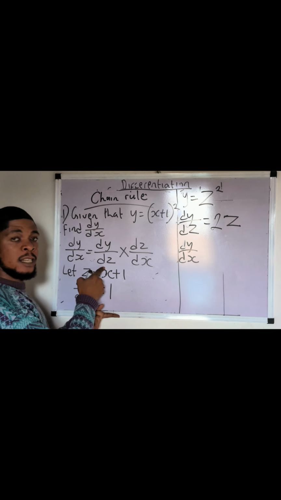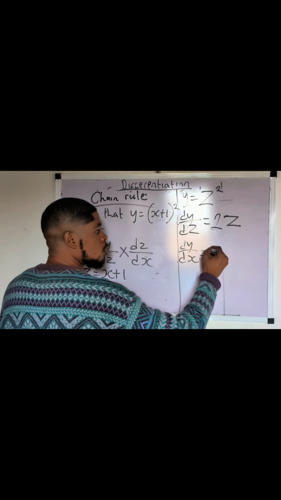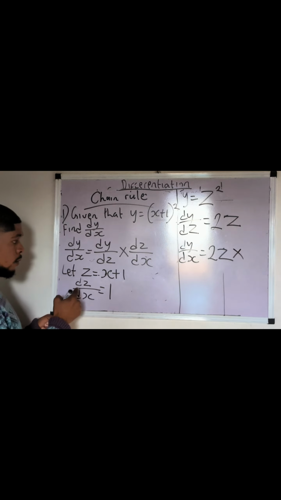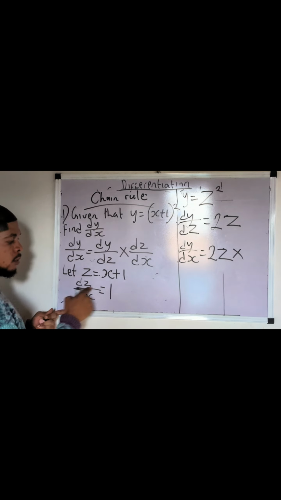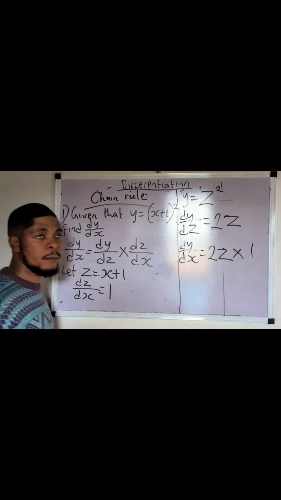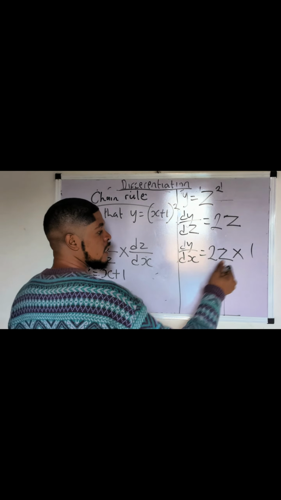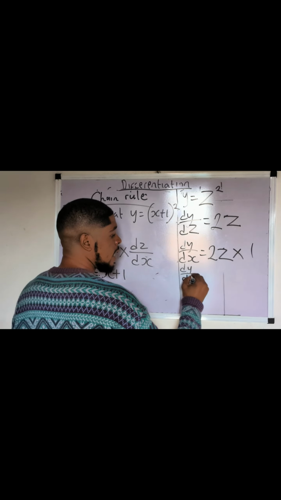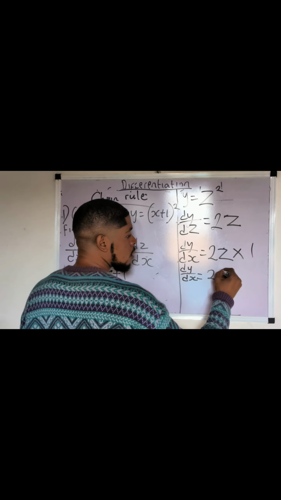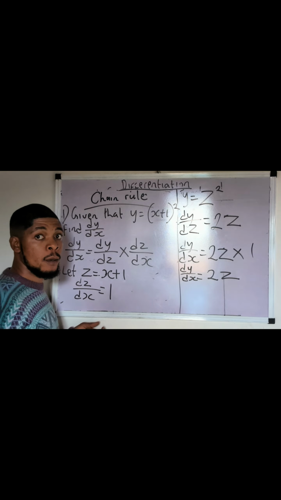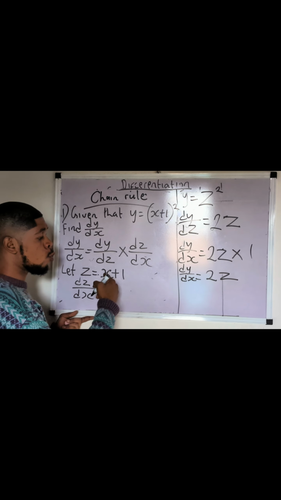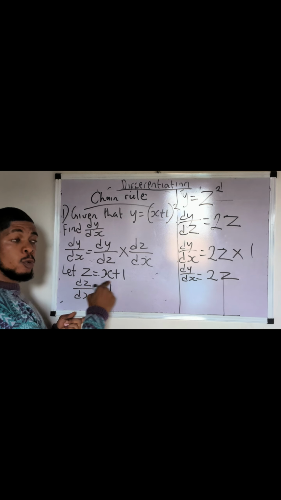So dy/dz is 2z, is equal to 2z times dz/dx. We've gotten that. dz/dx, and what do we get here? It is 1. Okay? So this times this, dy/dx is equal to, 1 times anything is 2z. Okay? Now remember we said from the beginning, let our z be equal to something, right? It is equal to this.